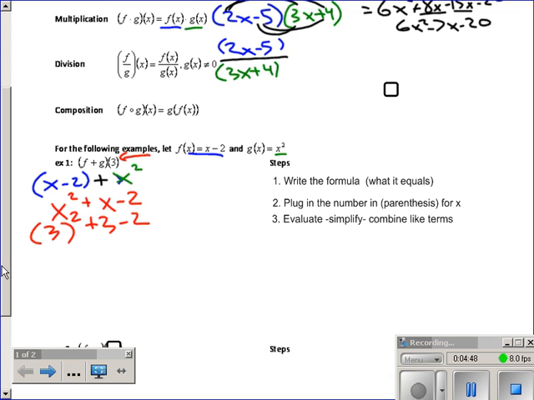I'm going to simplify, combine like terms where I can. So 3 squared is 9, plus 3 minus 2, so it's 12 minus 2. So that gives me 10. So if I'm plugging in 3 into that function, it should give me 10.